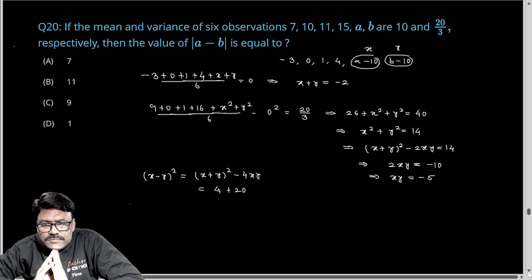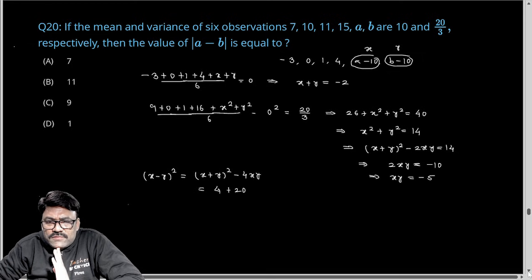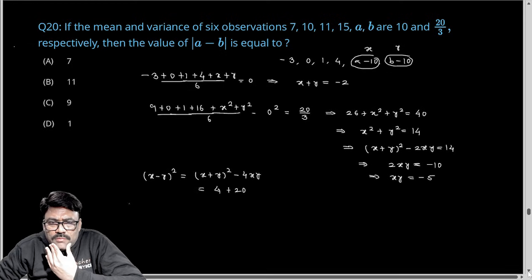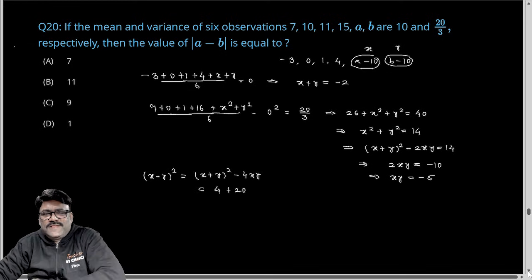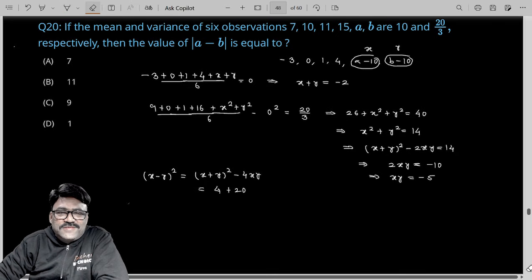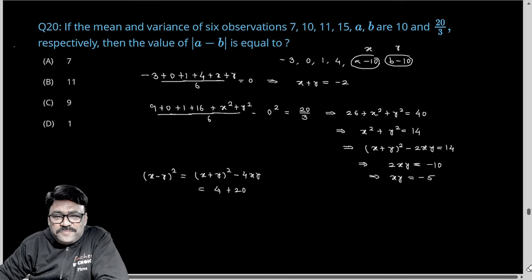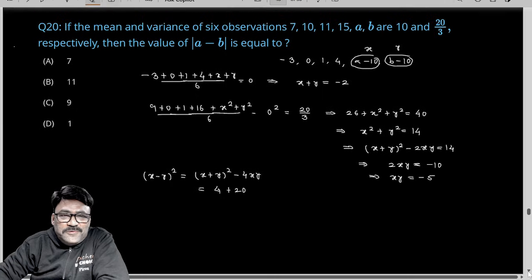Why so? See, the difference of x and y here. If I subtract 10 from a and 10 from b, I will get a minus b only. Am I doing some mistake somewhere? If I subtract 10, oh, in the first step itself I've made a mistake. It will be minus 3, 0, 1 and 5. Now I've written 4 here, and I don't know why.